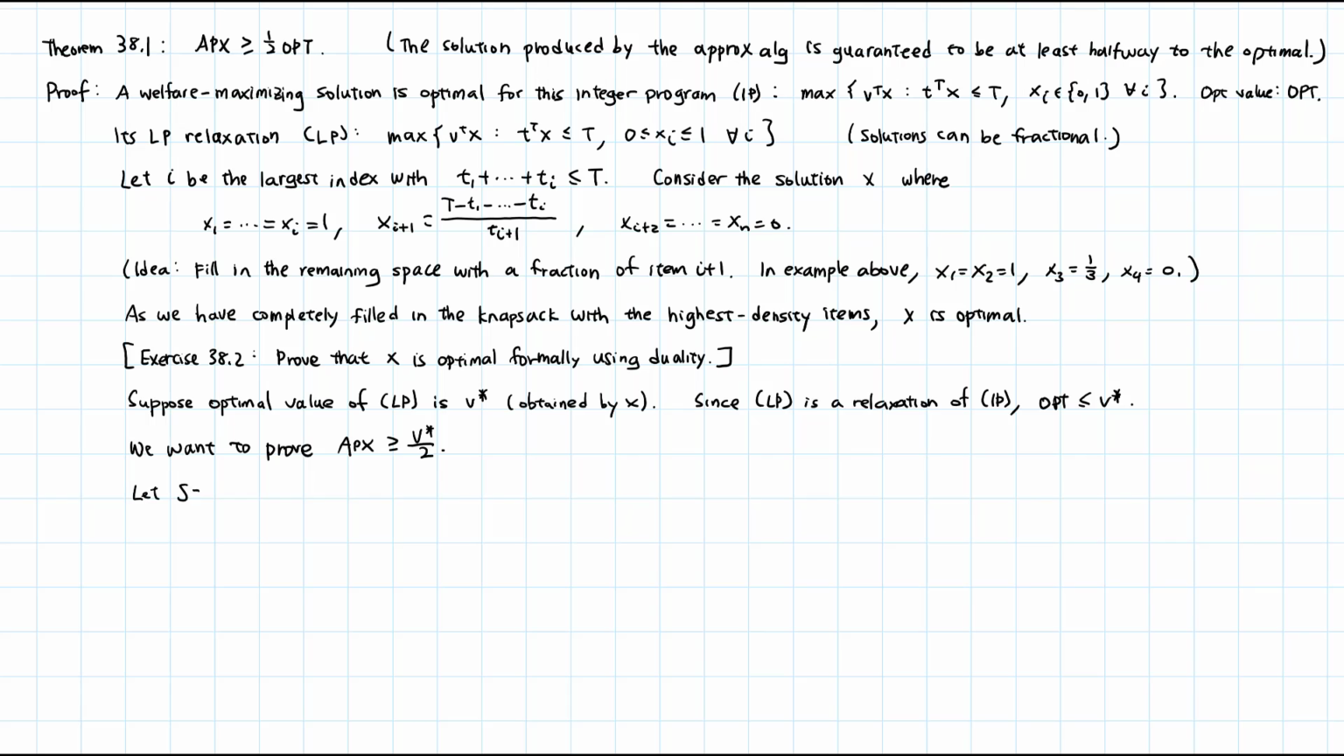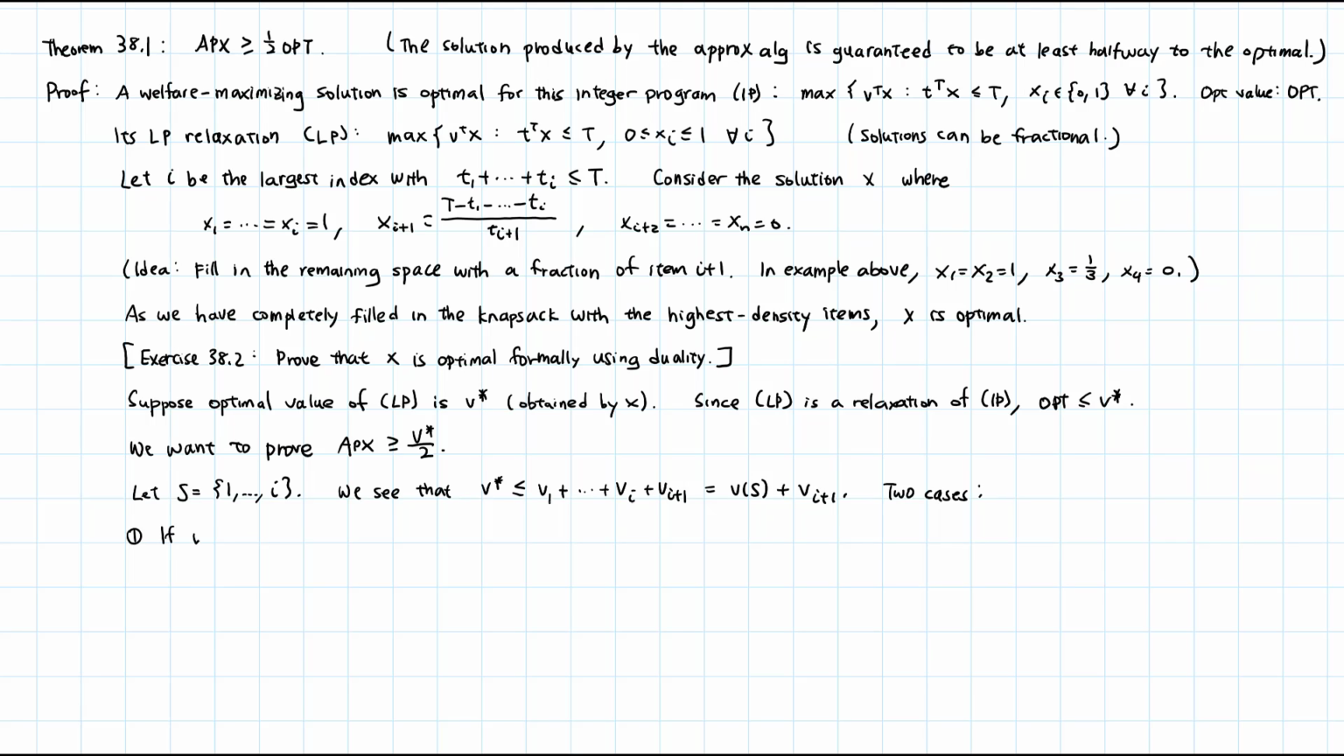We let S be the set 1 to i. We see that V star is at most v_1 to v_i plus v_{i+1}. The value of our LP consists of the first i items plus a fraction of the (i+1)th item. And this is equal to V of S plus v_{i+1}. We now look at two cases.